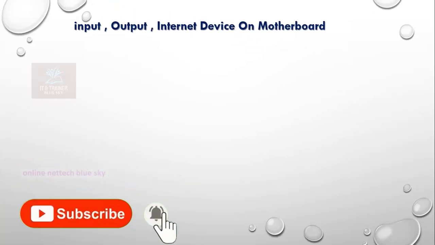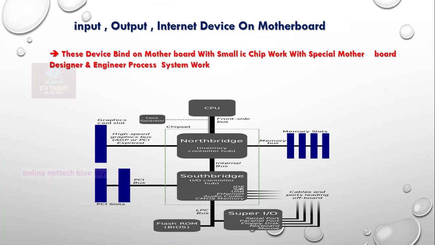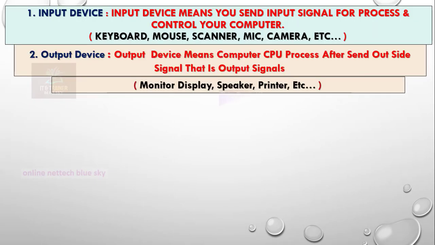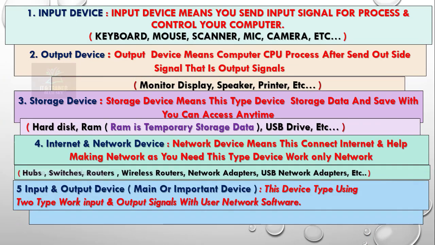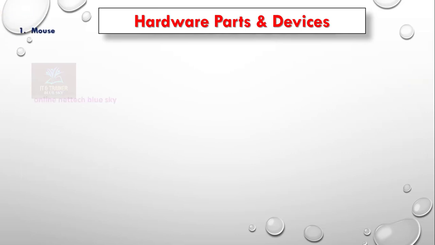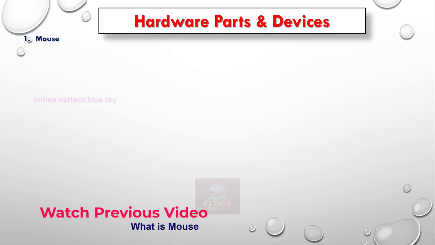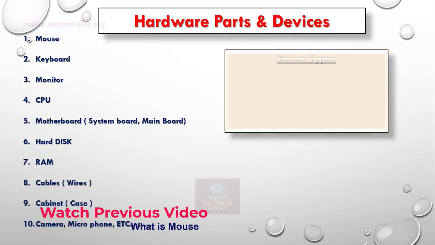In my previous videos I already discussed the input and output on the motherboard and input and output devices. It is very important to watch those videos because we are following the computer hardware series. So we will learn about the mouse and continue with mouse-related videos, and after that I will create videos on the keyboard, monitor, CPU, motherboard, RAM, hard disk, and so on.